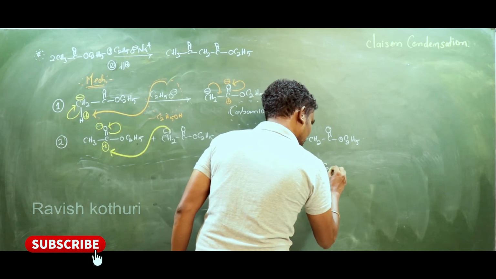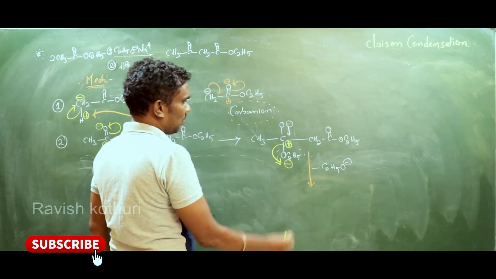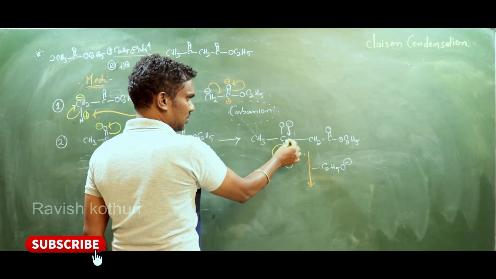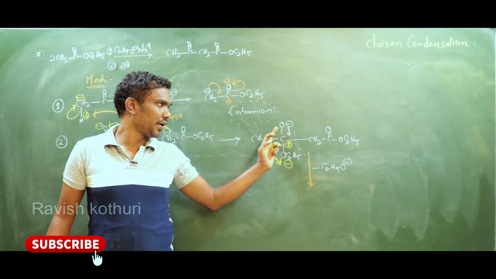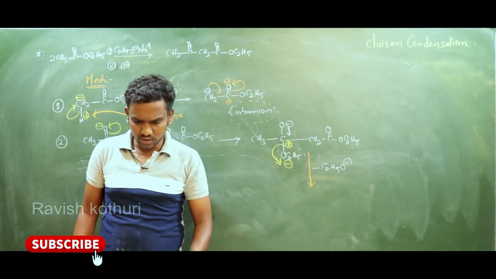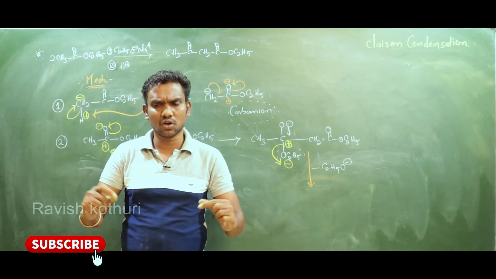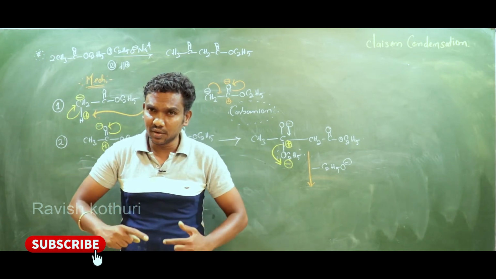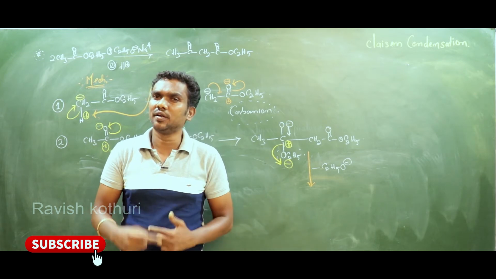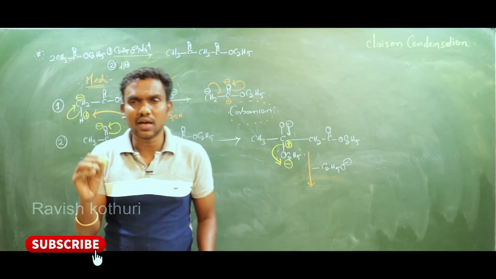you lost C2H5O-. Now, one negative, one positive becomes one bond. See, my dear students, if there are adjacent carbons or adjacent atoms, with one negative and one positive charge, it becomes one bond, my dear. That's all. Suppose this is one atom.